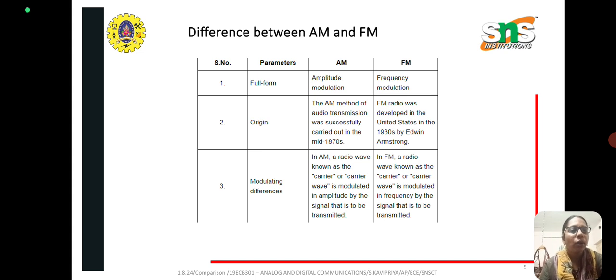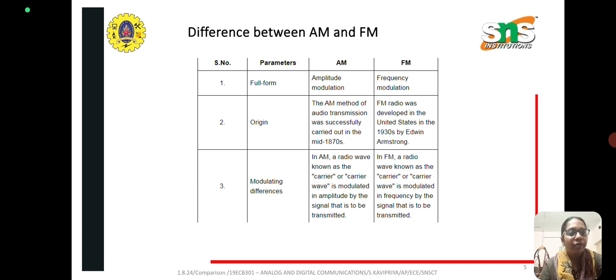Now we are going to see the difference between AM and FM, amplitude modulation and frequency modulation. We know AM stands for amplitude modulation and FM stands for frequency modulation. The AM method of audio transmission was successfully carried out in the mid 1870s, whereas FM was developed in the United States in the year 1930 by Edwin Armstrong.